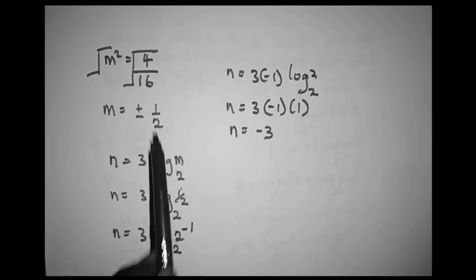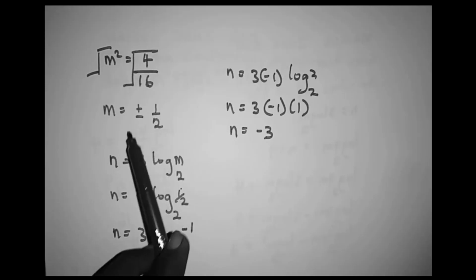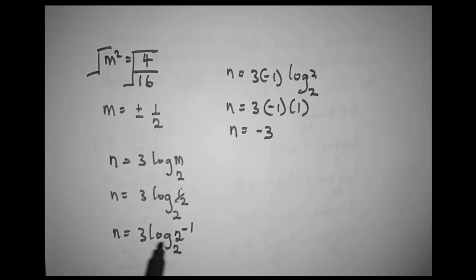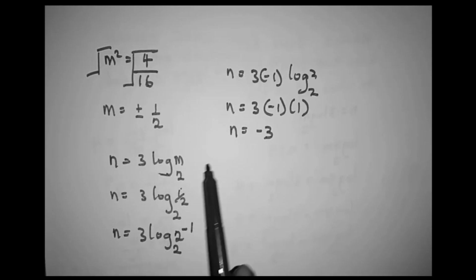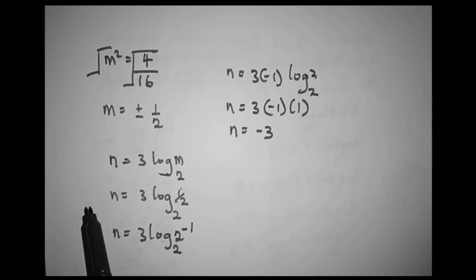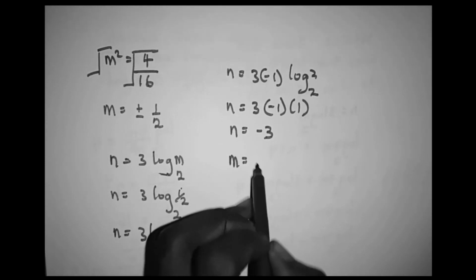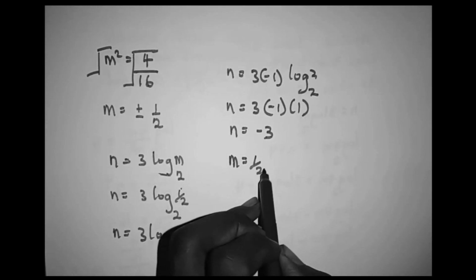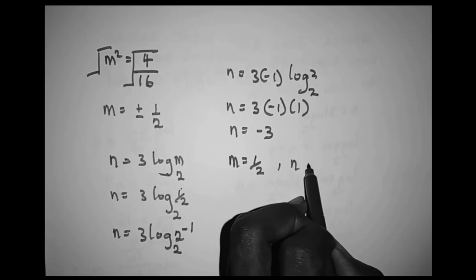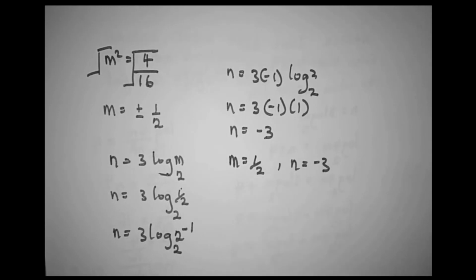But we cannot use the value m equals minus 1 over 2 in this equation, because the log of negative numbers will make n undefined, and therefore m equals 1 over 2 and n equals minus 3.